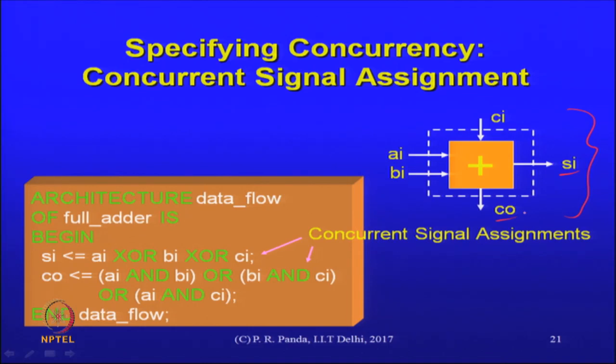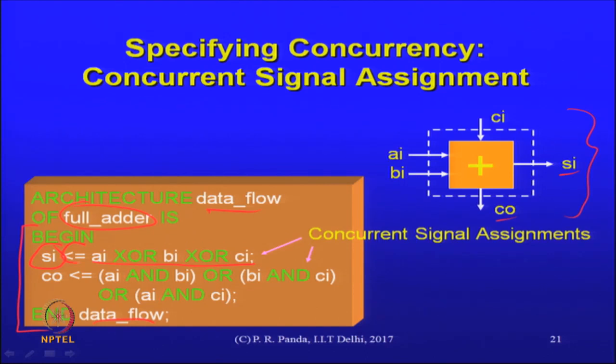Okay. So, full adder is the name of the entity, and dataflow is the name of the architecture we have chosen, and between the begin and end of the architecture we have to specify the functionality. Okay, all the functionality has to go there. What is our functionality? I am saying that the sum Si is assigned the value of Ai XOR Bi XOR Ci. This is the standard specification of the functionality of the sum bit of a full adder.